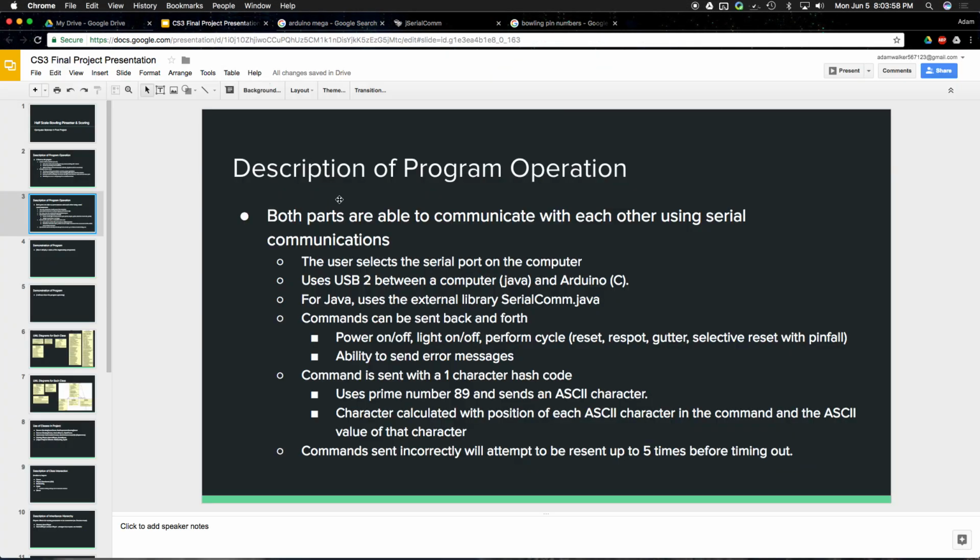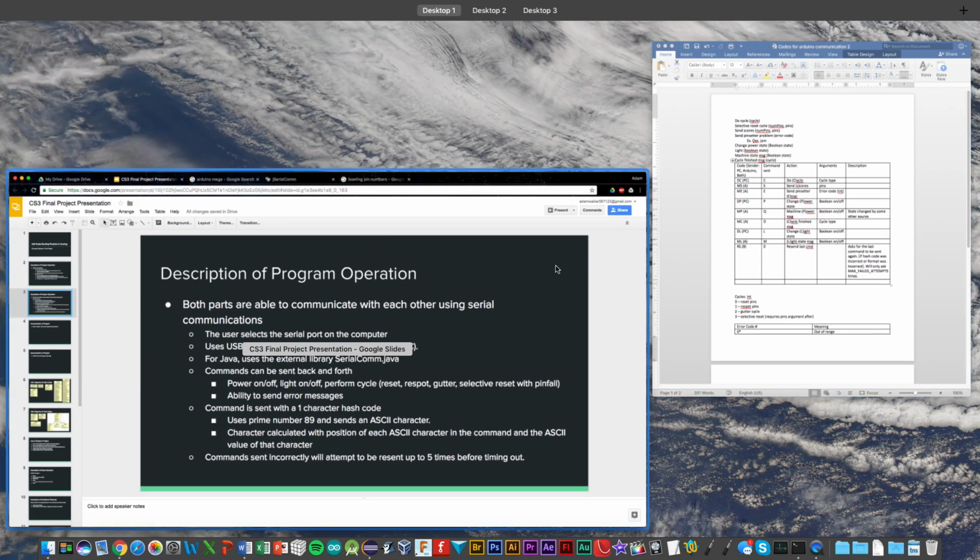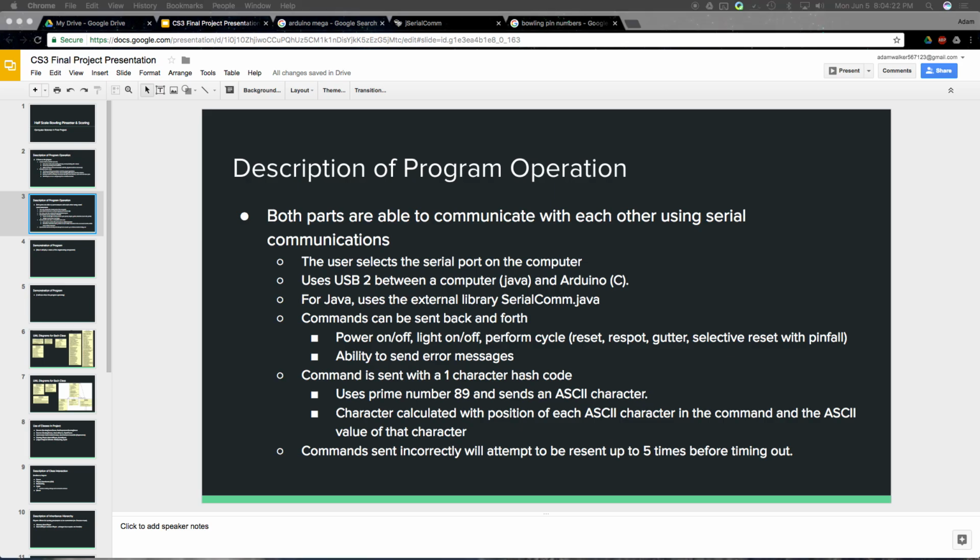Going back to my presentation here, this does use an external library, as I had talked about earlier, and these are all the cycles I've been talking about. So there is a hash code. I'm only using 89, my prime number. This is not exactly ideal. It would be nice if it was larger.